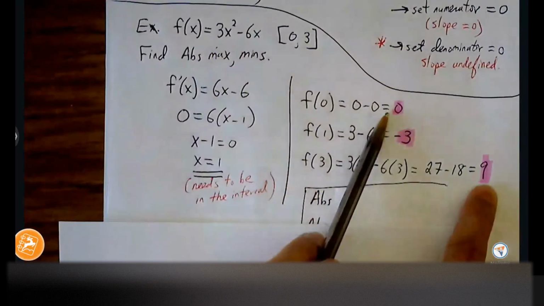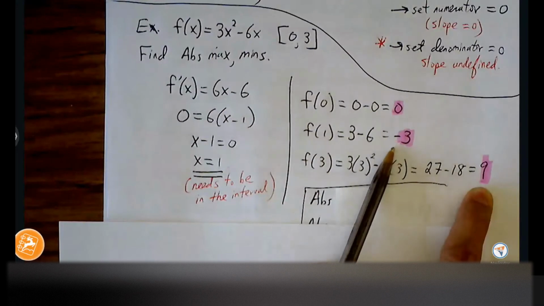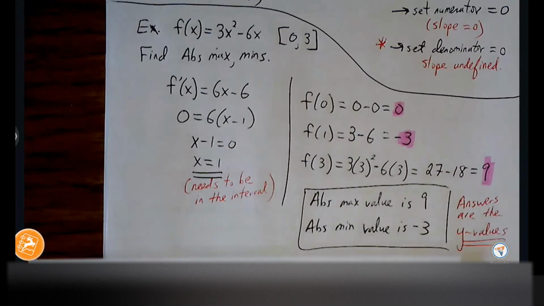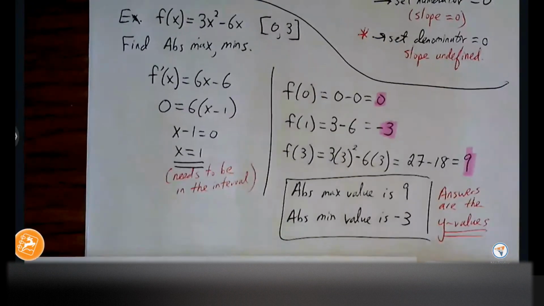So now we're just focused on these 3 numbers, right? The highest value is your absolute max, the lowest y value is your absolute min. And the answer is going to be the y values, okay? Answers are the y values. Not ordered pairs, not x values, the y values.